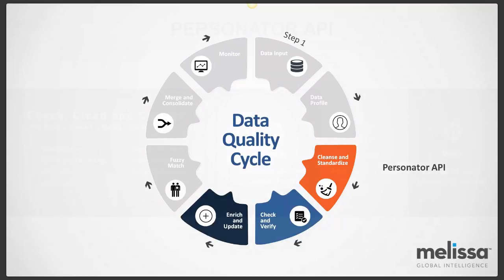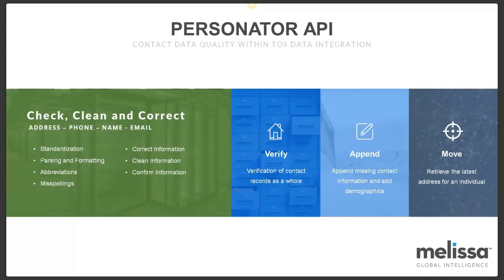And what Personator does, in summary, is that it allows you to do the cleansing and the correction of information, all the standardization, parsing, formatting, abbreviations, correcting misspellings for contact data, including phone numbers, addresses, emails, and names. We're able to correct all of that information, clean it, and confirm that the information is good. So we know that the phone numbers are callable, addresses are mailable, names are a part of the census information, etc. And then Personator is also able to do what we call the verification. Aside from verifying that the address is deliverable or the phone number is callable, we want to verify that the entire contact information is good as a whole.